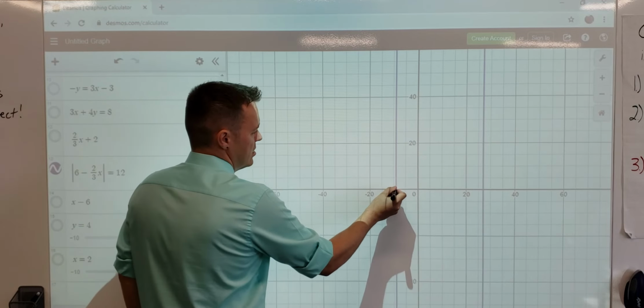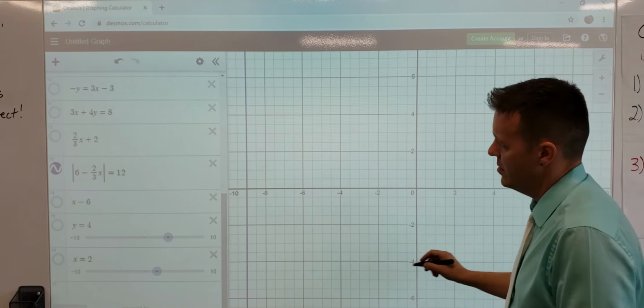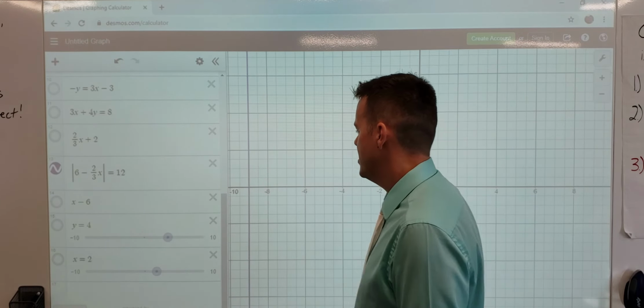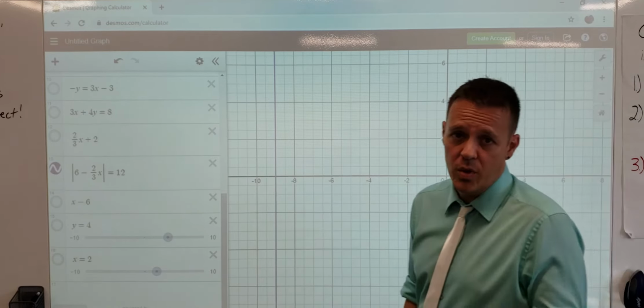Click the line, sucker. Uh-oh, hold on. See if I'm messing this up. It's possible that I might not be able to, but it's fine. I can't click the line, but I can see. So what you need to know is, what are your solutions?